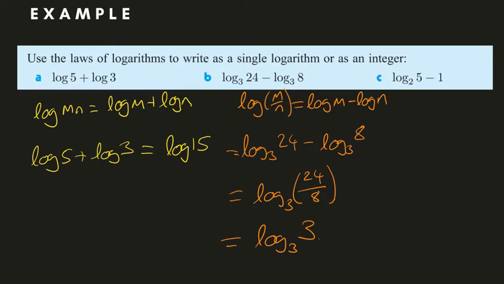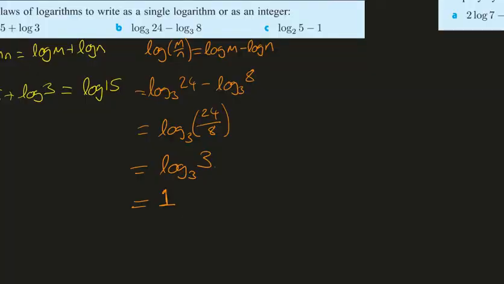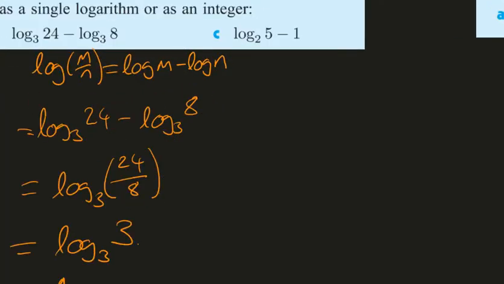But actually, we can even go a stage further with this one, can't we? Because what is it I raised 3 by to get 3? It's just raising to the power of 1. So the logs disappear completely, and we just get 1 as our answer.